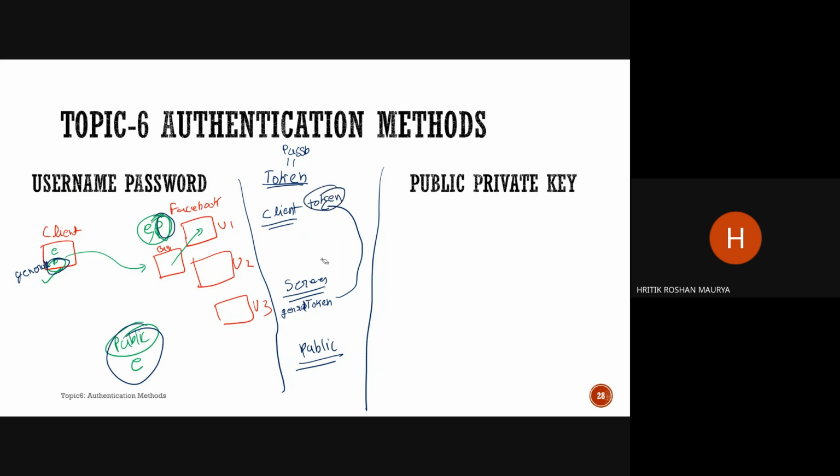So what happens? You log in. The first step is logging in with username and password. Then the server generates the token and you store the token. Whenever you make a request, you just give your token, or sometimes you give your email and token. The public knows only your email, nothing else.